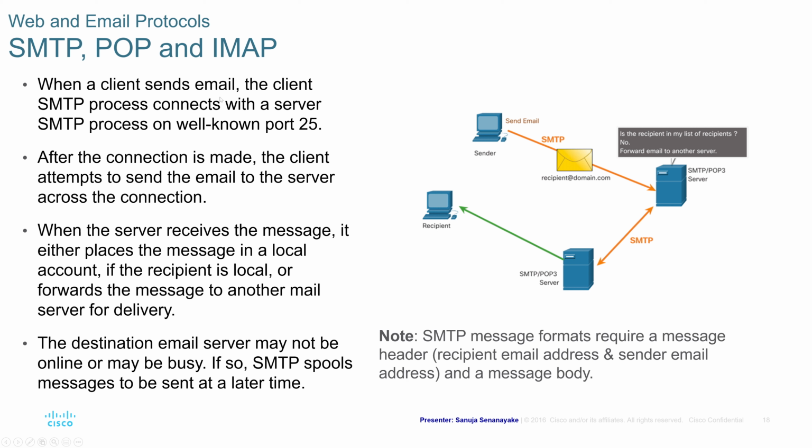And another key piece of information you get out of this slide is that the SMTP message format requires a header that has the recipient email address and a sender email address, just like we looked at those packets with the header having sender and receiving MAC addresses or sender and receiving IP addresses. So in packet switching and network communication, most of the formats we use, most of the protocols we use must have the sender and the receiver information.